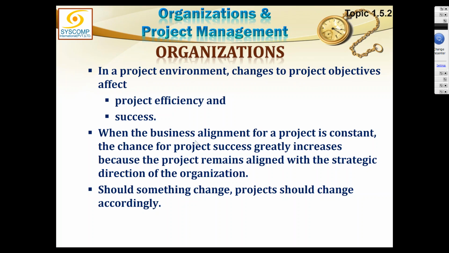When the business alignment for a project is constant, if there is no change, the chances for project success greatly increase because the project remains aligned with the strategic direction of the organization. The problem arises when right in the middle of the project, the objectives are no more aligned with the organizational goals or objectives because they have changed. So should something change, the project should change accordingly.